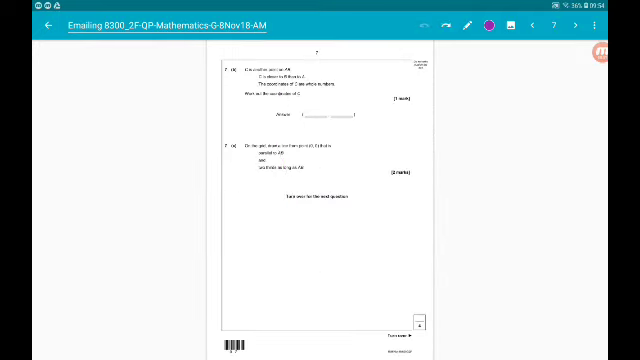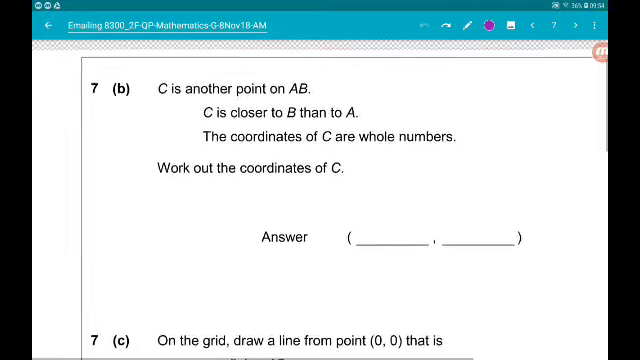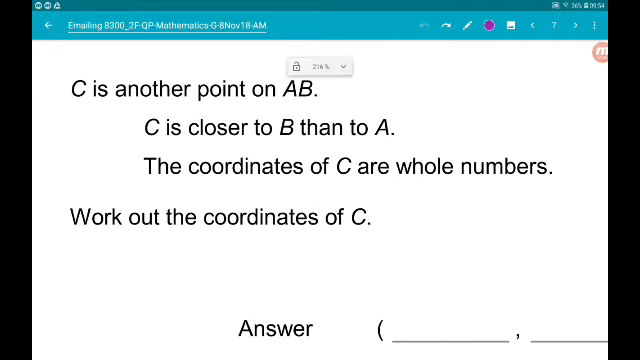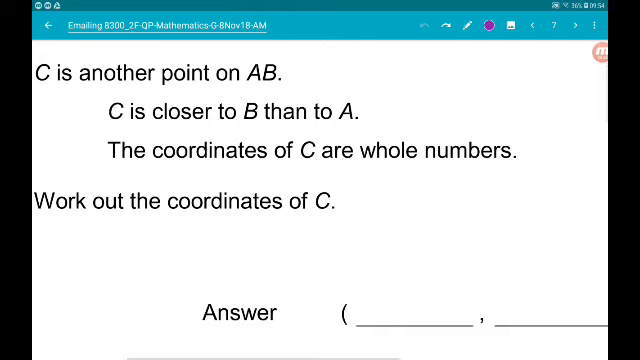Part B. C is another point on AB. C is closer to B than A, and the coordinates of C are whole numbers. Work out the coordinates of C.